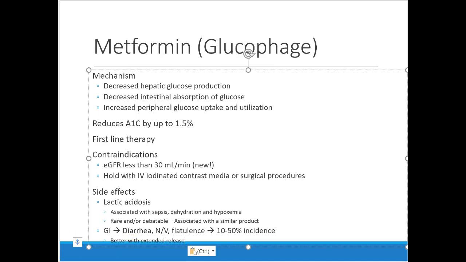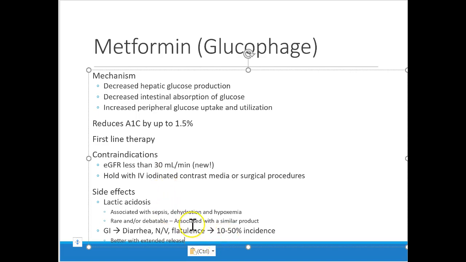The magic of recording lectures online: I noticed that I made some updates to this lecture this year, and I forgot to change the contraindication. It used to be the serum creatinine rule. Now it actually is estimated GFR less than 30. So you don't have to remember weird numbers for men or women. It's one standard thing, but everything else is the same.